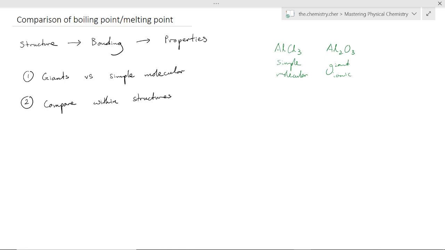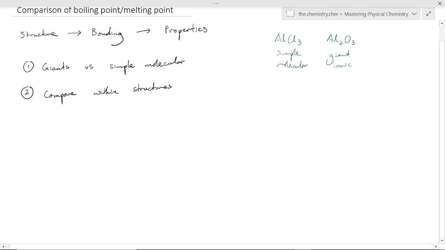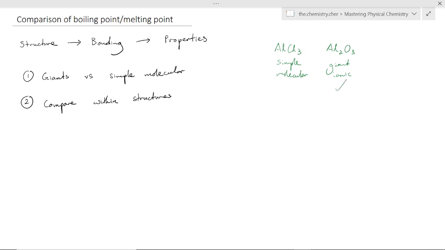The first type of questions that you'll see is where we compare between giants and simple molecular structures, where in this case, the giant ionic structure will definitely contain stronger ionic bonds than any of these simple molecular structures. Whenever we compare giants versus simple molecular, we just need to say that the ionic bonds or the covalent bonds or the metallic bonds are stronger than the intermolecular forces of attraction in simple molecular structures. So this is quite clear-cut, giants versus simple.